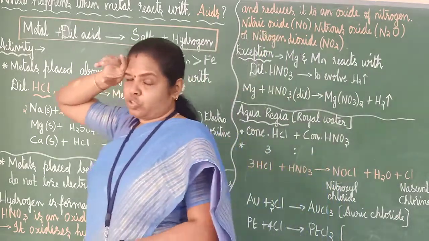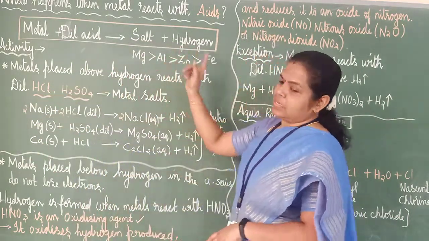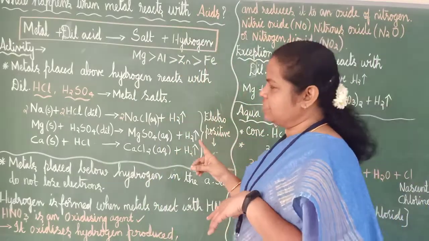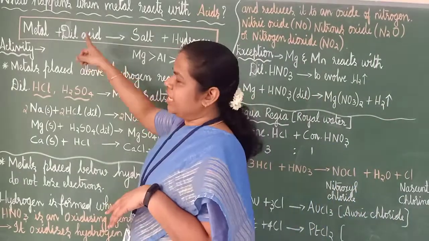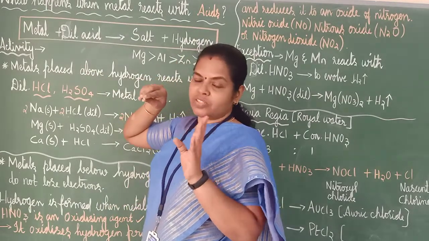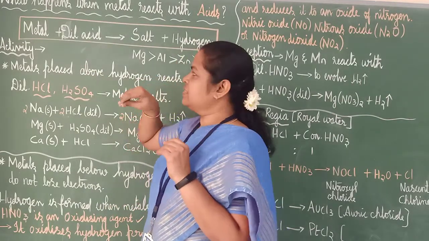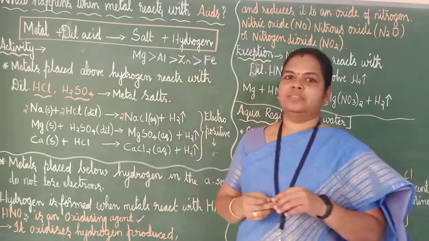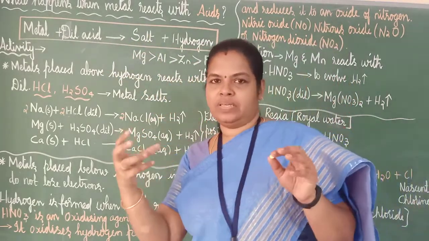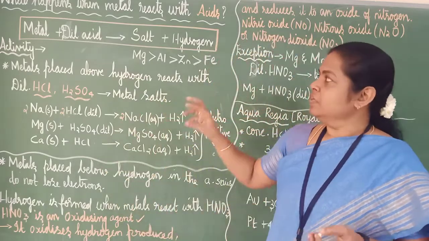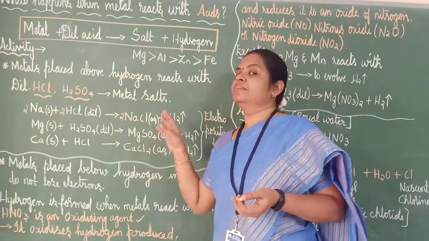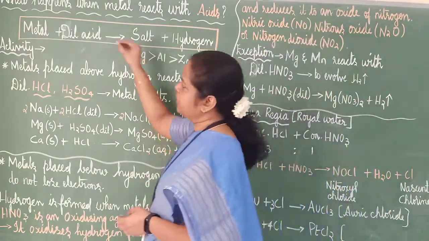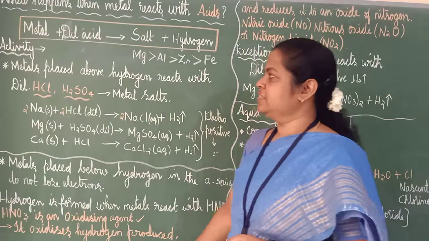Now we will see what happens when metals react with acids. This is the third subtopic. As usual, we will be studying the formula. What is the formula when metals react with dilute acids? Keep it in mind, it is not concentrated acids, dilute acids. Metal plus dilute acid gives salt plus hydrogen. Whichever salt we get depends upon the metal. This is very important: dilute acid, not concentrated acid.